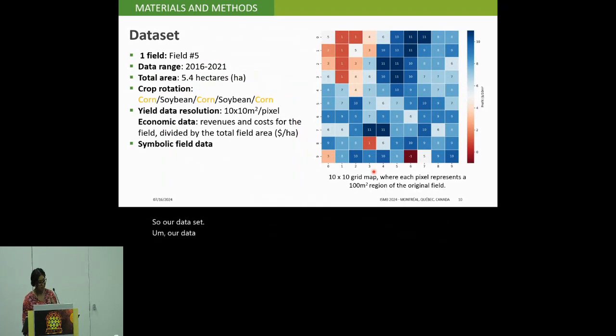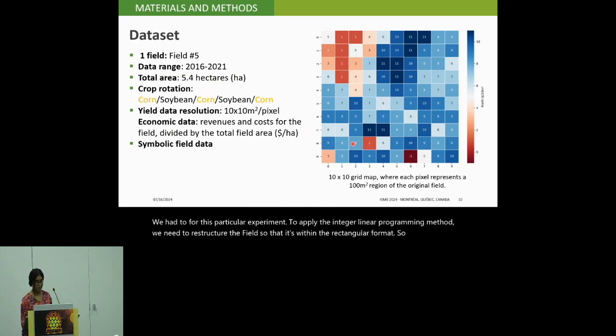So our data set included one field with a range of data from 2016 to 2021. For this particular experiment, to apply the integer linear programming method, we need to restructure the field so that it's within a rectangular format. The data here is a symbolic version of the field, where we have a 10 by 10 grid, and each pixel in that grid represents a region of 100 meters squared.